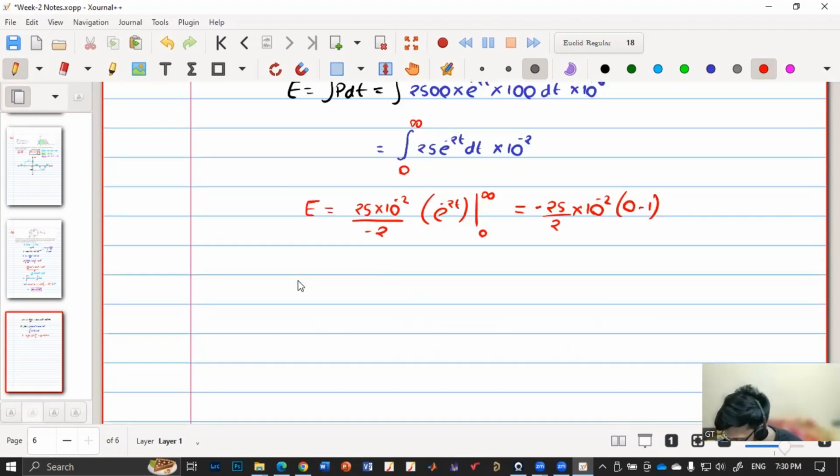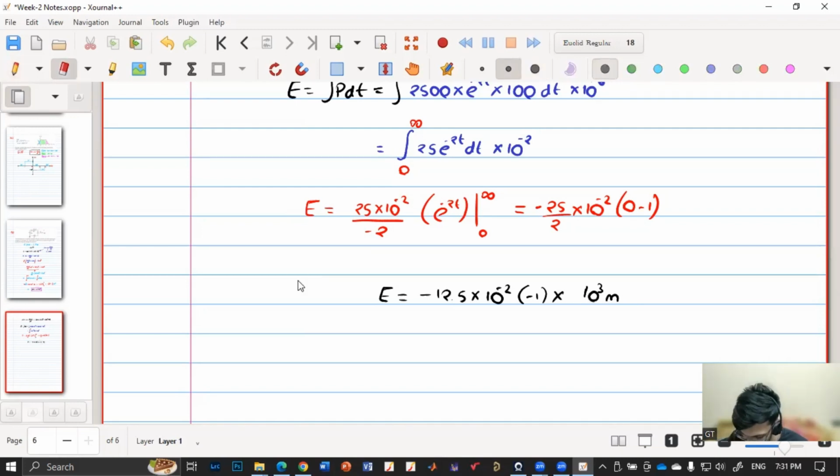So we will get energy equal to minus 12.5 into 10 to the power minus 2 into minus 1. So I can write it into 10 to the power 3 millijoules. So this is the energy, right? I'll be writing this in 10 to the power 3 millijoules. So if I do that, I will get energy equal to 125 millijoules.